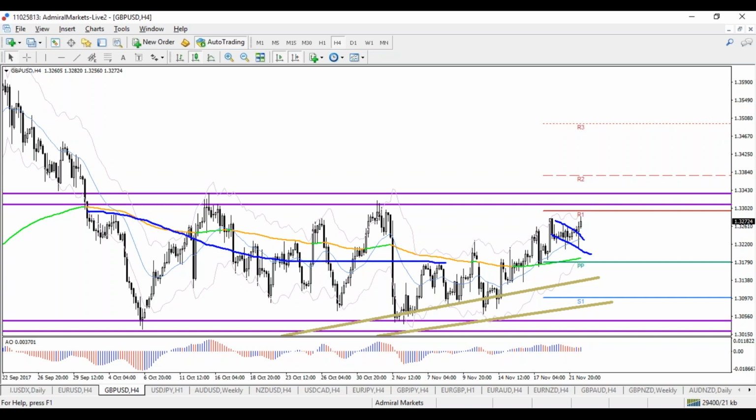But if you look at the moving average, the long-term moving average is flat. Price is oscillating around that. So from this perspective, I think that the upside is limited and it could be a range trade.